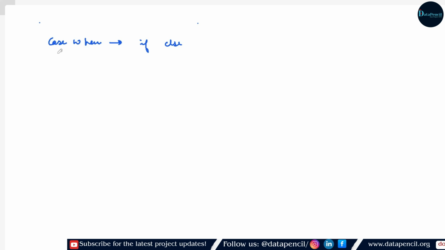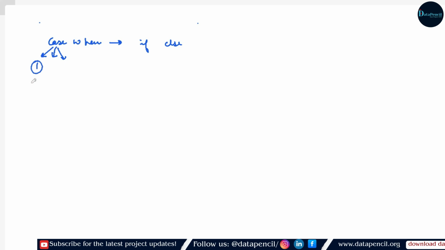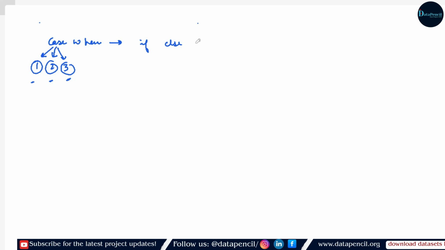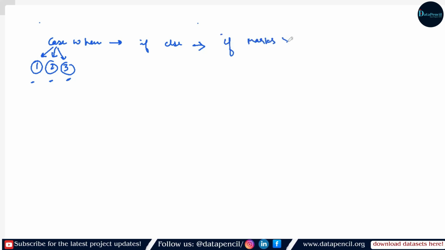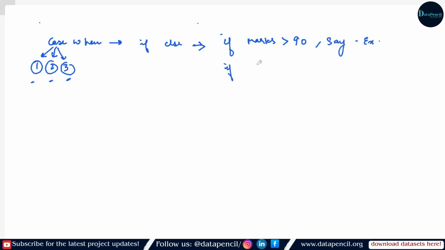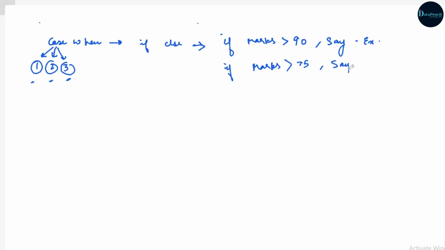What we basically do is give different cases, different scenarios. For case 1, we provide a category. For case 2, we provide another category. For case 3, we provide another category. Likewise. So let's begin with a very easy example. Suppose if marks are greater than 90, then you have to say excellent. If marks are greater than 75, then you have to say good. Else, other than these marks, what will you say? Else say need improvement.